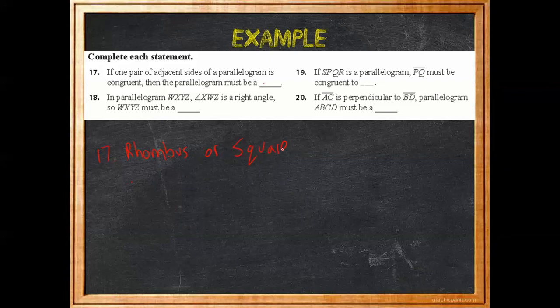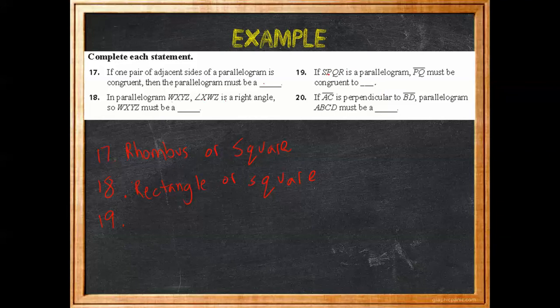Okay, because those are the only two that have adjacent sides that are equal to each other, right? All four sides are equal to each other. Okay, for number 18, in parallelogram WXYZ, angle XWZ is a right angle. So it has a right angle. So WXYZ must be a rectangle or a square, right? Because those are the only two parallelograms that have right angles.